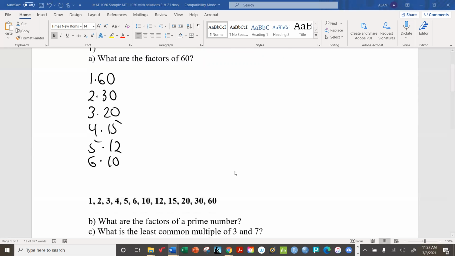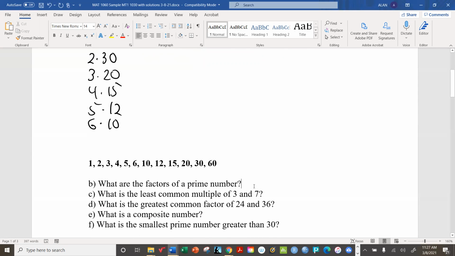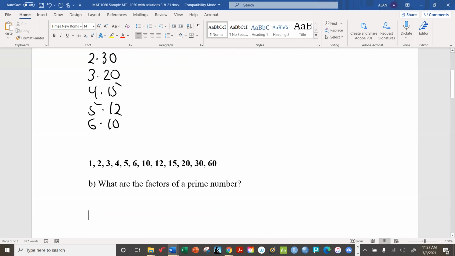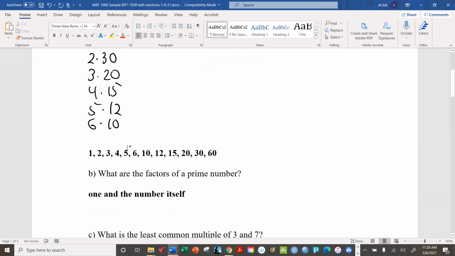Okay, what's next? The factors of a prime number. It doesn't matter which one it is. The factors are 1 and the number itself. That's it. That's what it means to be prime. There's only two factors, 1 and the actual number itself. All right, very good.